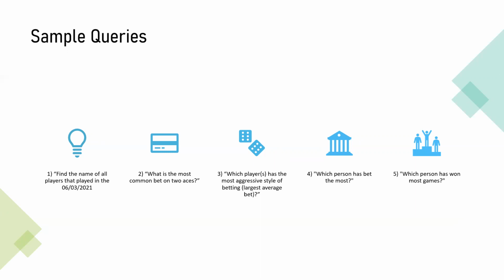And the fourth is, which person has placed the most bets. A few players place a lot of bets depending on the cards they have. And the final sample query is, which person has won the most games. In a period of time, a particular person might have won zero games, a few games, or many games. So this query is to find the person who has won the most games.